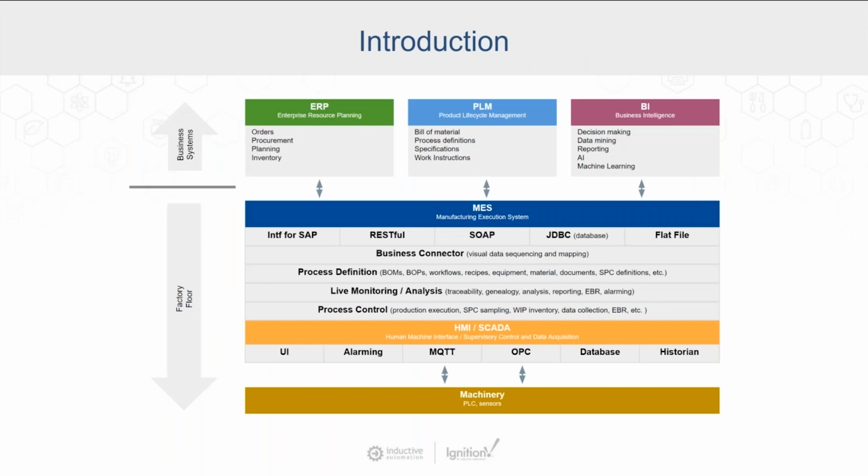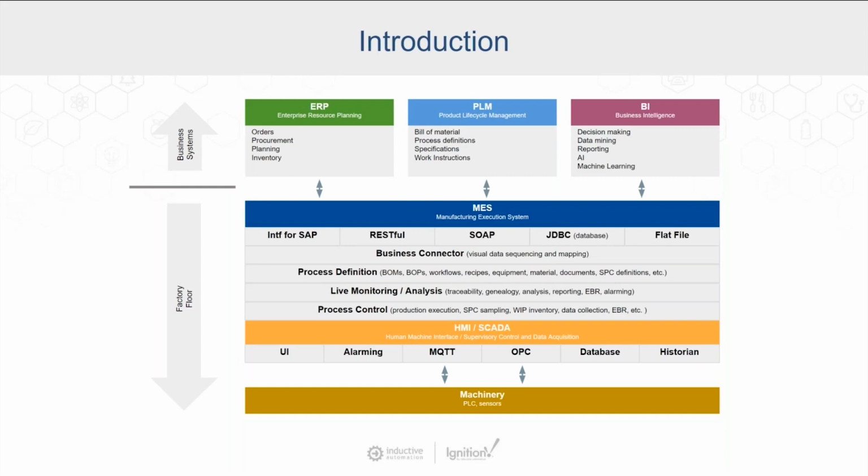So our place in the manufacturing ecosystem is between all of the business systems. We talked about ERP and PLM, but also business intelligence at the top. And this means that we have a connection using what we call Business Connector, and it's very similar in its functionality to what you'll see in batch recipes.